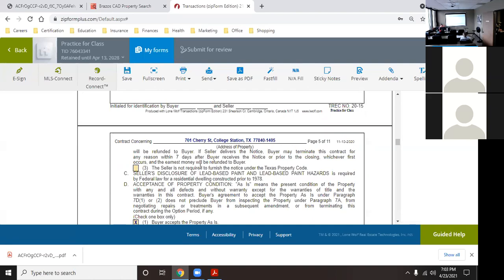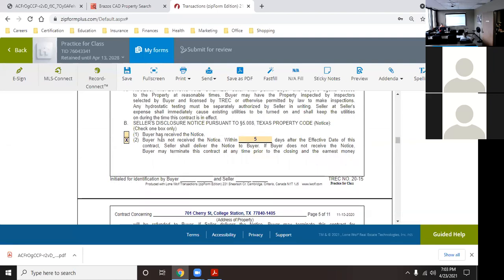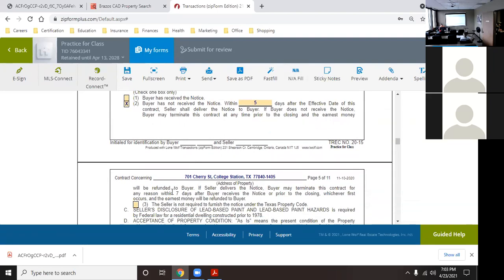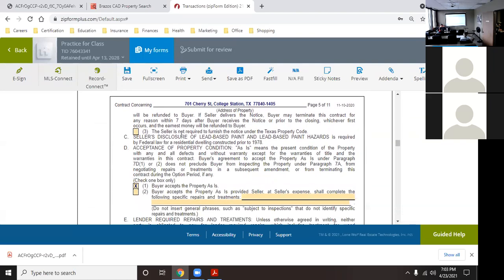So if I receive a contract and it says this, I will have my seller fill out a seller's disclosure before I send it back. And my counter will just be that I cross off this box and I check this one here saying buyer has received the notice. That way there's no 7 days that they get to back out. They have received a notice by that point. So that is very key too.